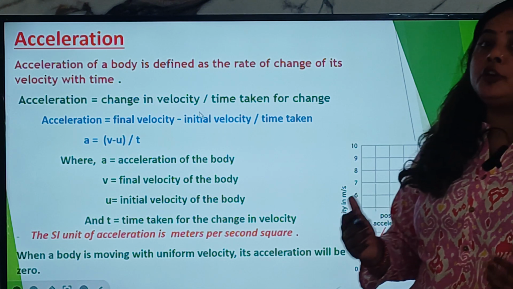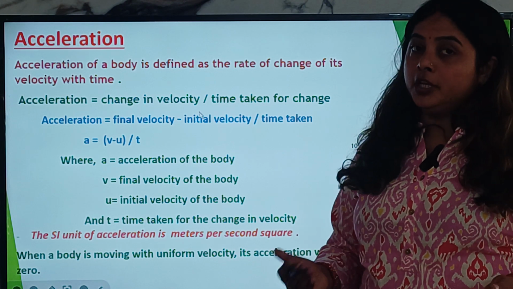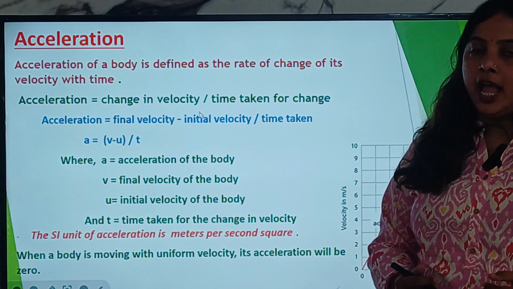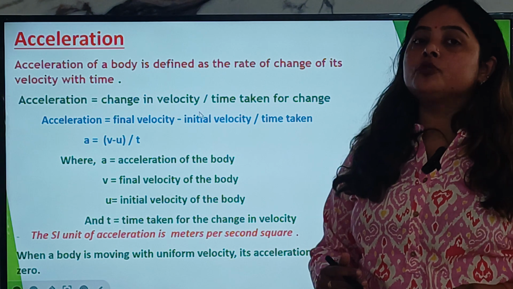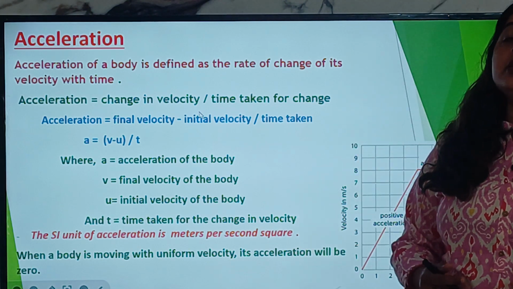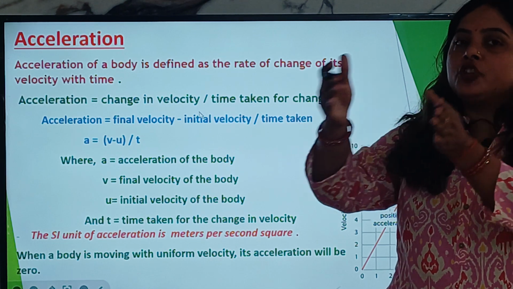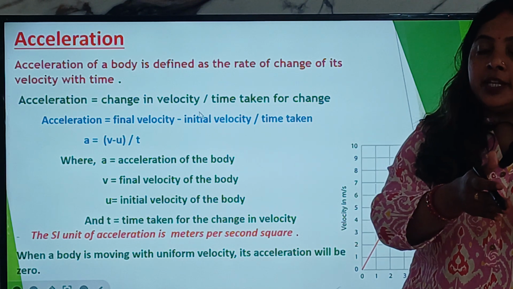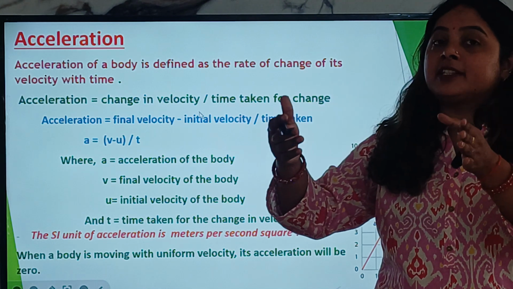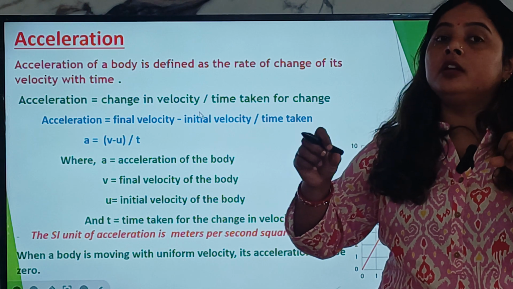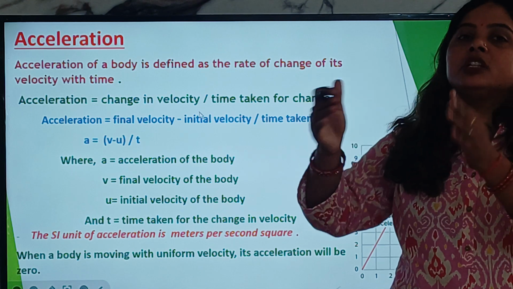The meaning of rate of change of velocity is, suppose our initial velocity u is 20 kilometer per hour and our final velocity is 50 kilometer per hour. So with respect to some time, our velocity is changing. Earlier the initial velocity was 20 kilometer per hour, and when we accelerated our vehicle, what happened? Our velocity changed to 50 kilometer per hour over a certain time period.